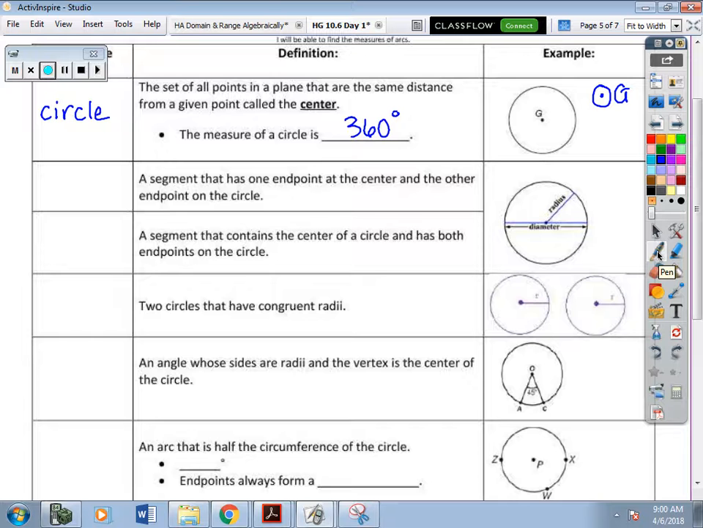All right, the next two kind of go with this picture. We have a segment which has one endpoint on the center and the other is an endpoint on the circle, so that would be our radius. Which again, we should know most of the terms. The major arcs you probably won't know, but a lot of this is a review. A segment that contains the center and has both endpoints on the circle, so it goes through the center and has endpoints on the circle, is your diameter.